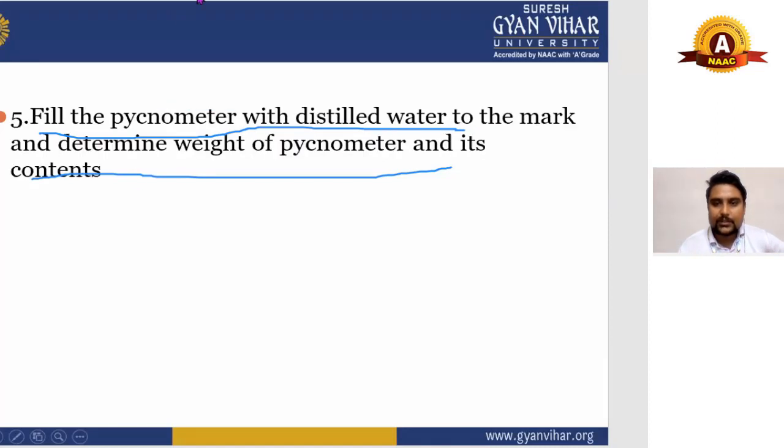Now what will be the fifth stage? As you can see here, fill the picnometer with distilled water to the mark and determine the weight of the picnometer and its content. You have to do it like this and you will determine the specific gravity of soil.